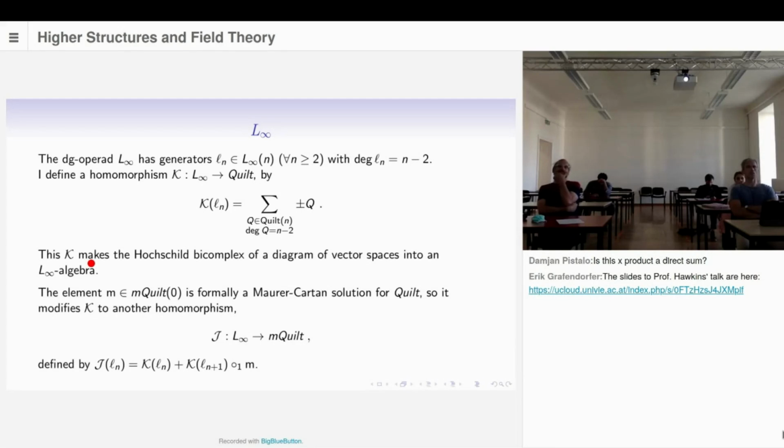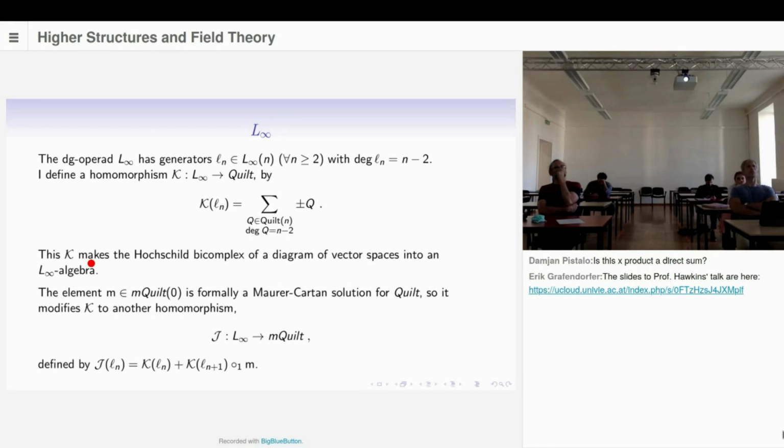Yeah, so a homomorphism like this, I mean, the action of Quilt on the Hochschild bicomplex is a homomorphism to the endomorphisms of the complex. So you just compose those together, and you get a homomorphism from L infinity to endomorphisms of the complex, and that makes the Hochschild bicomplex for a diagram of vector spaces into an L infinity algebra.